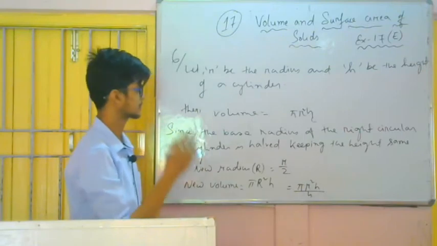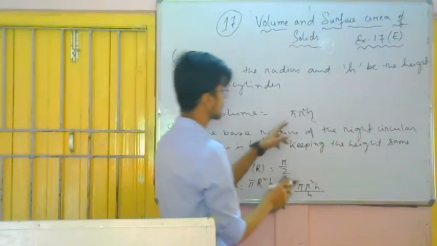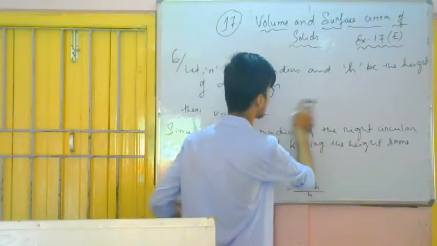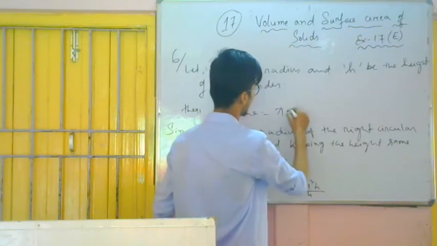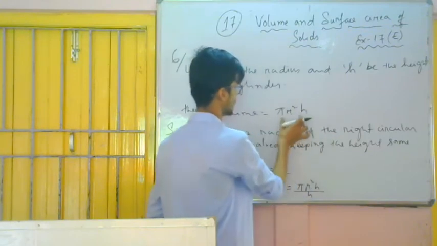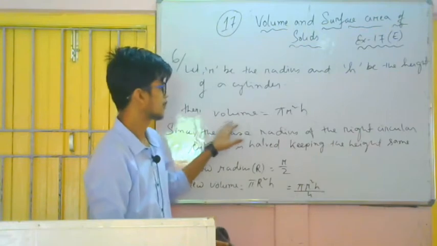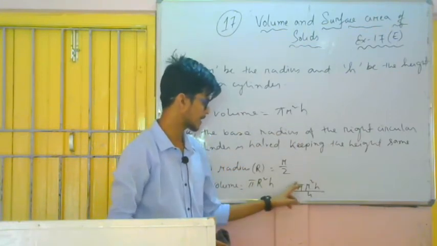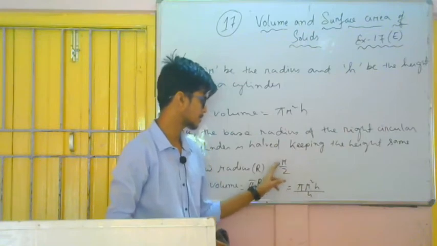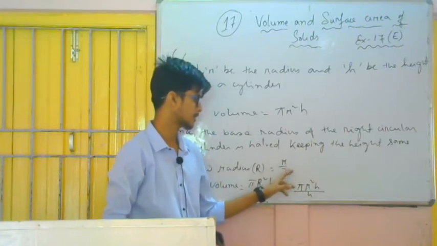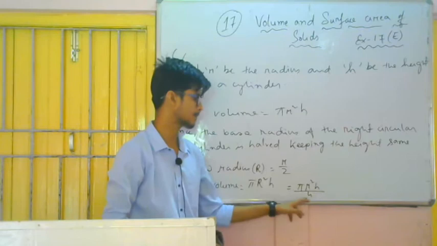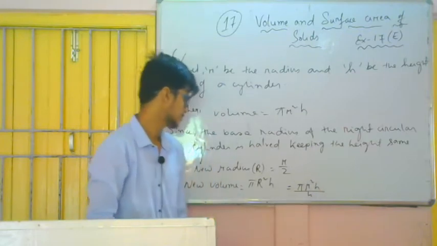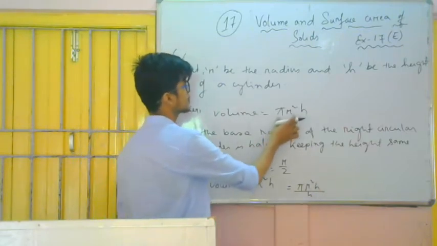Forgetfully I have written the curved surface area. So you make it correct, okay? Pi R square H. I forgetfully said about the curved surface area. So volume is pi R square H. So here you see pi R square, R square means r square by 2 square, it is 4. So r square by 4, and here it is height. So this is the new volume and this is the original volume.